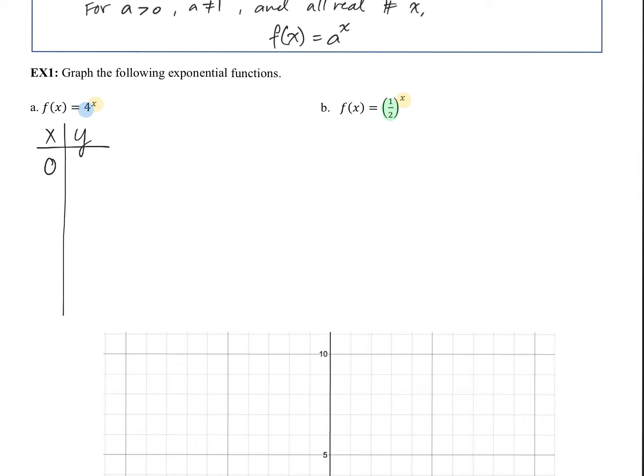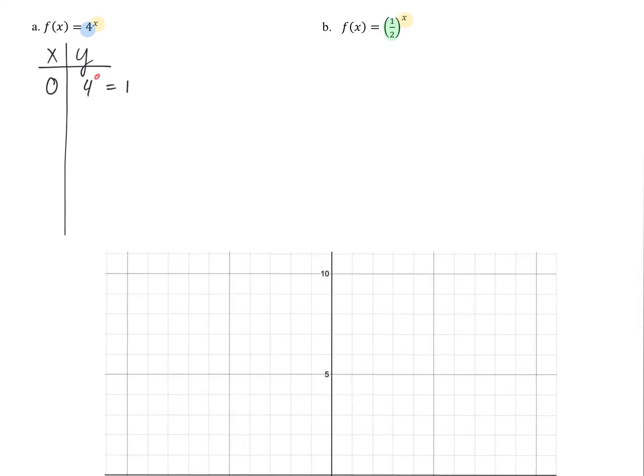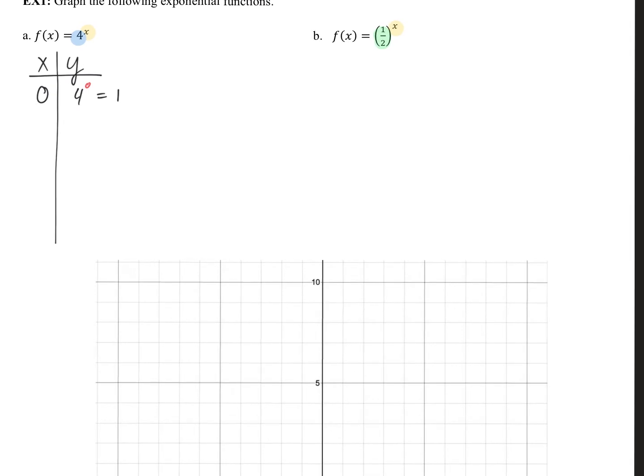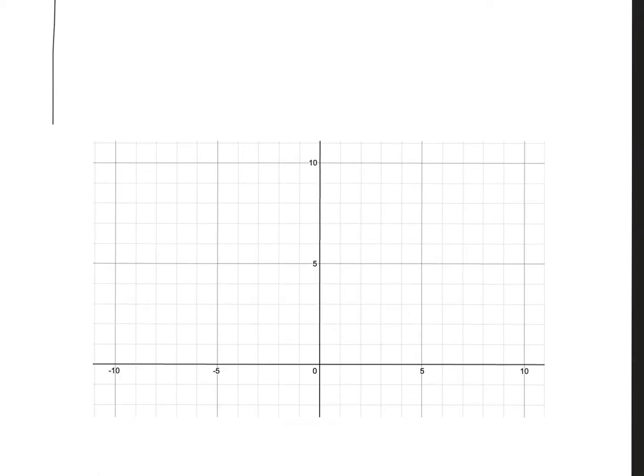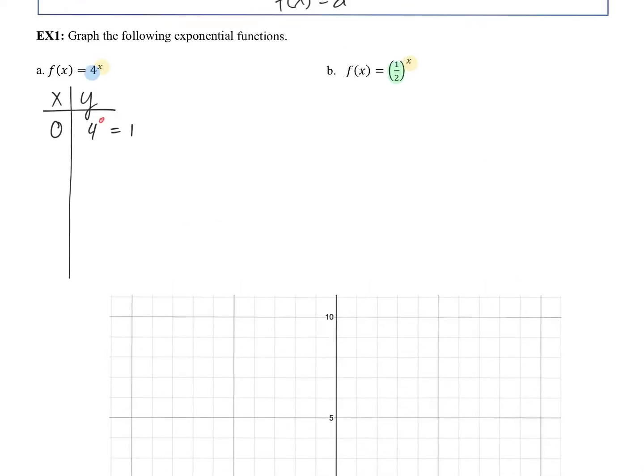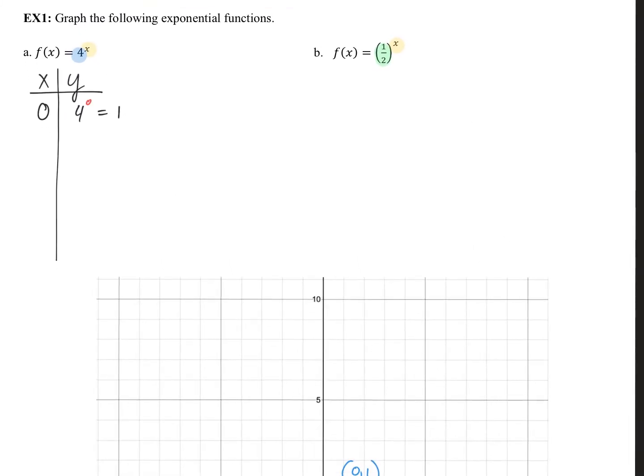If I pick 0 for x, that means I have 4 to the 0 power, right? And anything to the 0 power is just 1. So I have the point, and let me just go ahead and write this out in the coordinate notation. That's going to be 0, 1. Okay, let's go ahead and write that down. And I'm going to graph that in blue, 0, 1. Okay, so that is my y-intercept. Sorry, not my x-intercept, because x is 0.